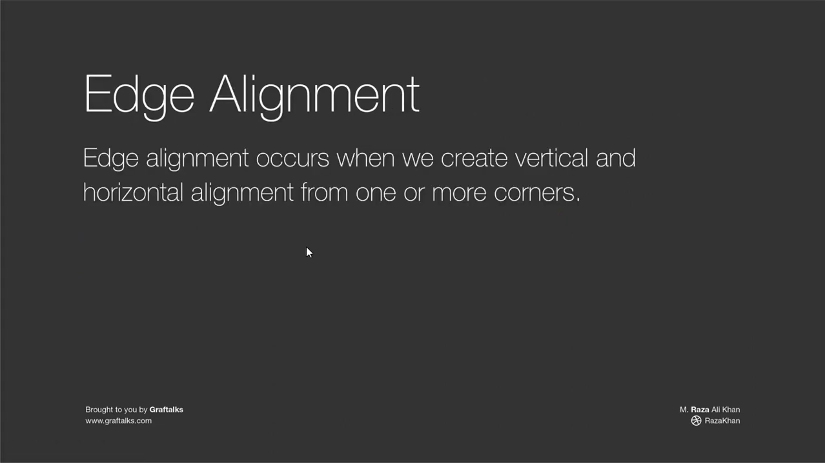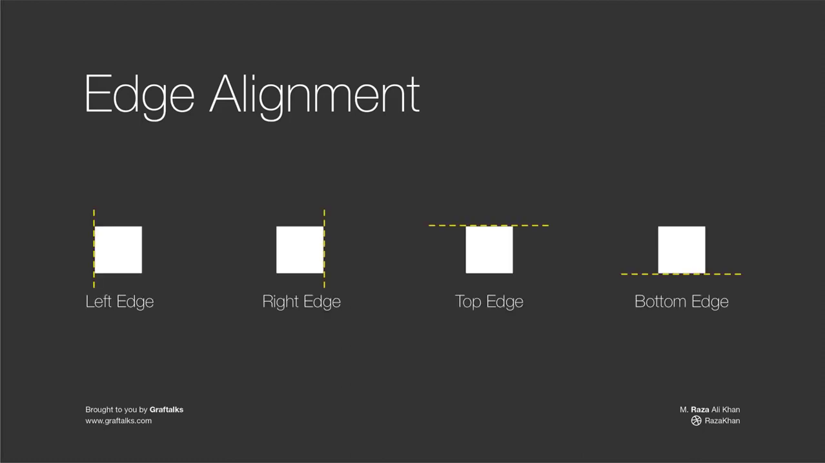Finally, we're going to look at something called edge alignment. Edge alignment occurs when we create vertical or horizontal alignment from one or more corners. We have already seen this in horizontal and vertical alignment, but this time without the center alignment. If we start from the left side, the left edge of the box is aligned to the left. In the second example, the right edge is aligned to the right. Then the top edge is aligned, and similarly the bottom. In all of the scenarios, the edges of this box are being aligned.